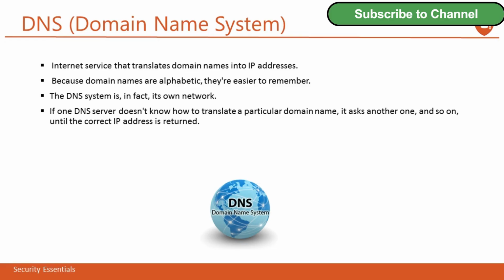Because domain names are alphabetic, they are easy to remember. The DNS system is in fact its own network. If one DNS server does not know how to translate a particular domain name, it asks another one, and so on, until the correct IP address is returned. So domain name systems are used for converting domain names to IP addresses and IP addresses to domain names.